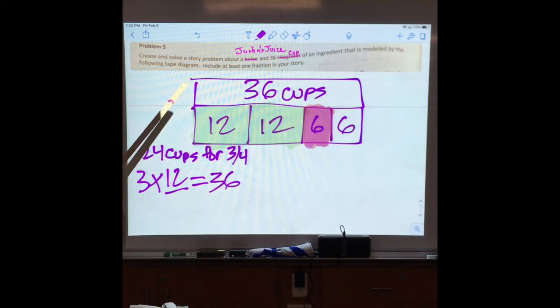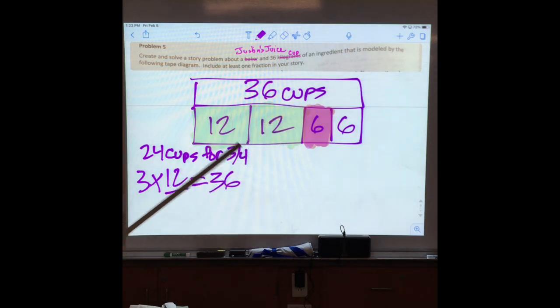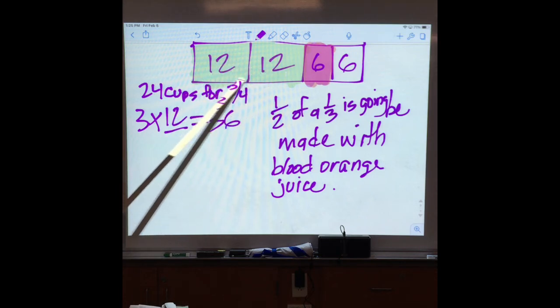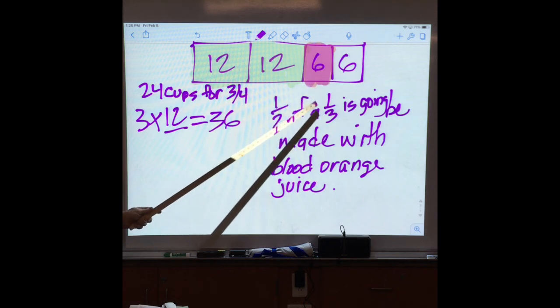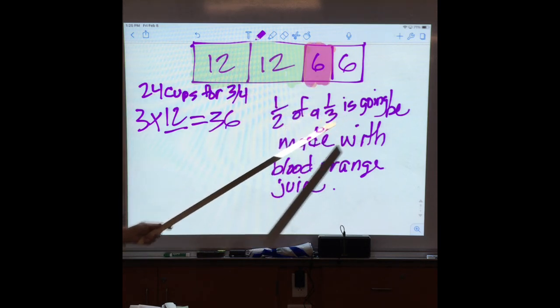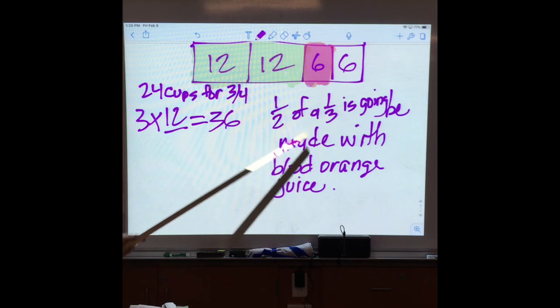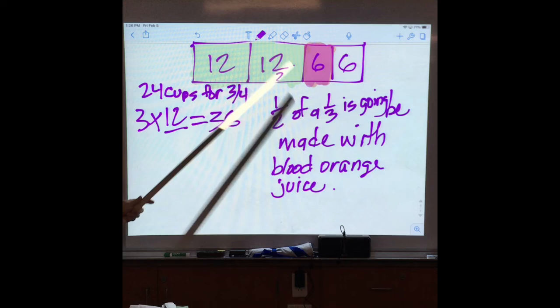So we can make up a story about Justin's juice has 36 cups total. He's going to make 2/3 of his juice with regular Justin's juice. Okay, and so he used 12 cups for his regular juice and another 12 cups. He's going to have 24 cups of his regular juice. And he's going to take 1/3 of what he normally makes, and he's going to use half of the 1/3 made with blood orange juice. How much blood orange juice is he going to need? We could say he needs 6 cups of blood orange juice to make a half of his 1/3 that's left.